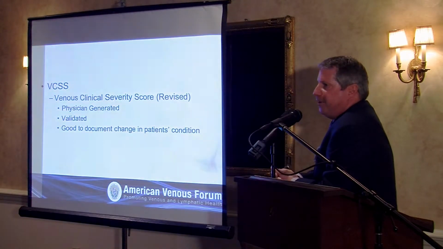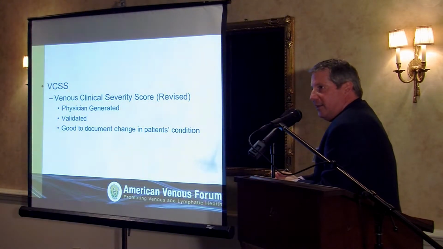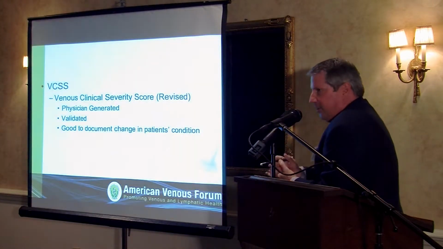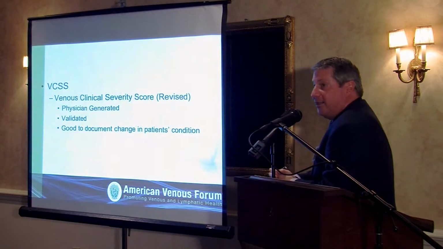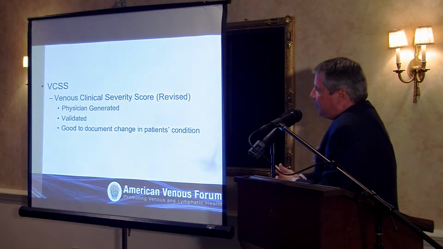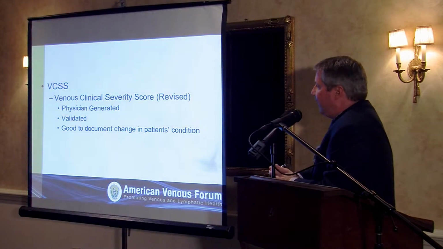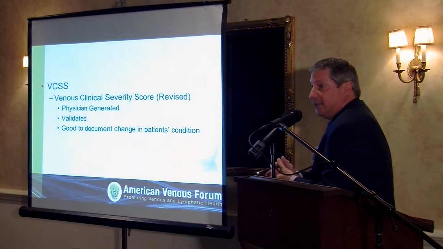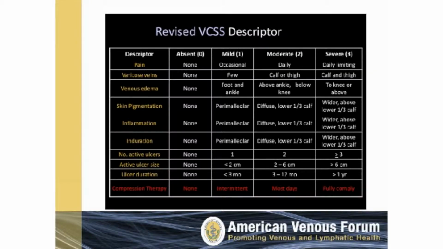Briefly on the venous clinical severity score, the government and accreditation bodies are more interested in this as well. This is physician generated, it's been well validated, and it's good to document changes in the patient condition. There are 10 different descriptors, such as pain, pigmentation, inflammation, whether or not they use compression, and they're graded absent, mild, moderate, or severe, so you can get a score of 0 to 30. This is a good way to document changes in the patient's condition before and after treatment.